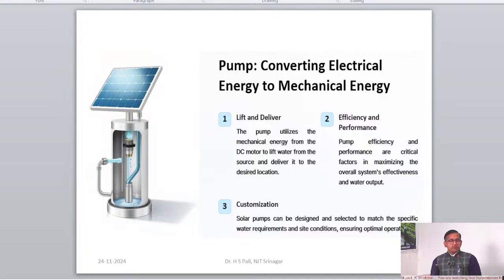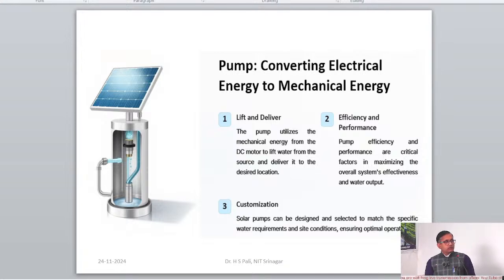Another part is the pump performance. Pump performance means pump efficiency, and pump output in terms of the discharge or head, which are critical factors in determining the overall system effectiveness and water output. So this is the important thing.